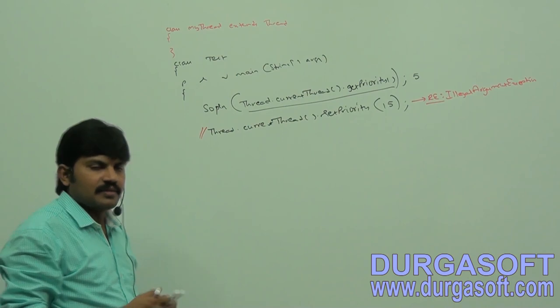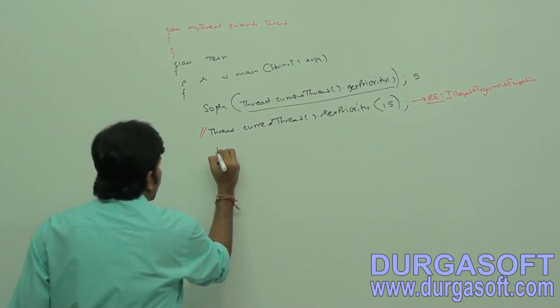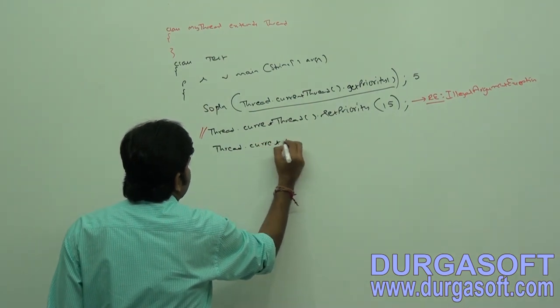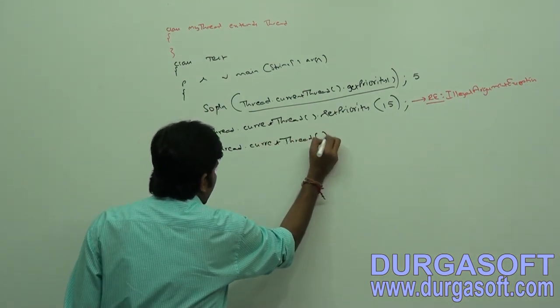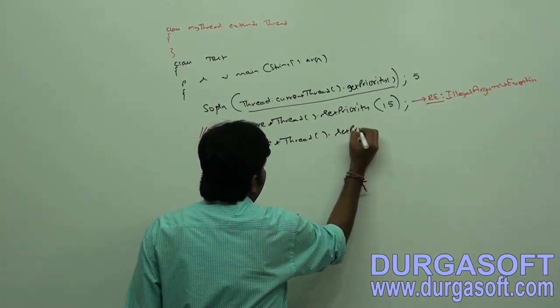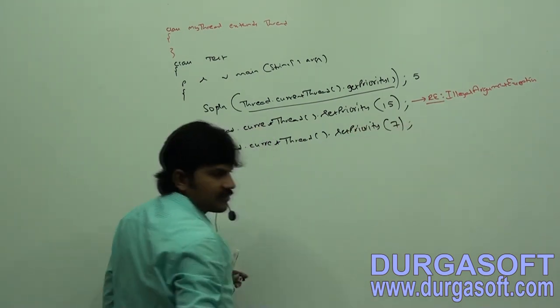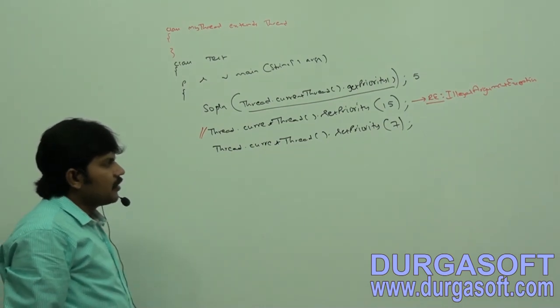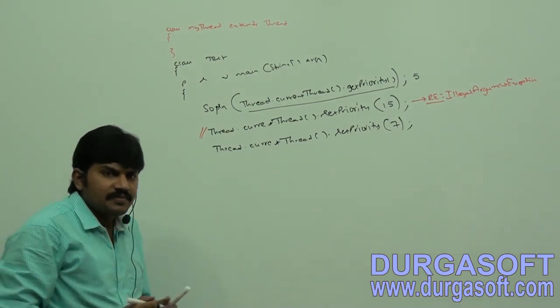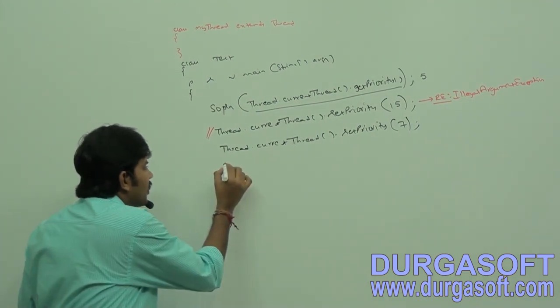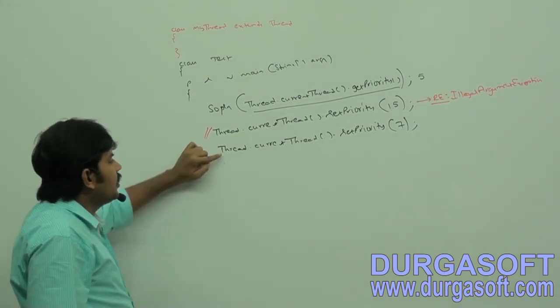Okay, 15 I don't want. I want to take 10. Is it possible or not? Okay, Thread.currentThread().setPriority(7), let me take. Now what is the main thread priority? 7.